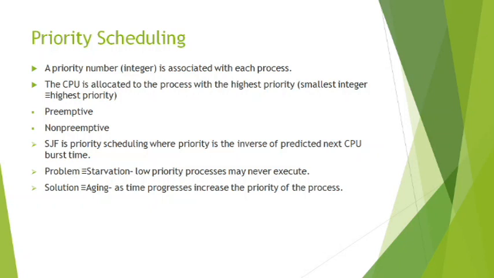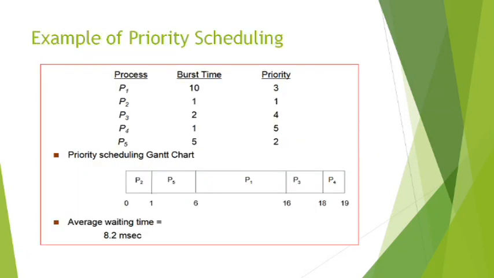The problem is starvation, where low priority processes may never execute, and the solution is aging. As the waiting time of a process increases, the priority of the process also increases.